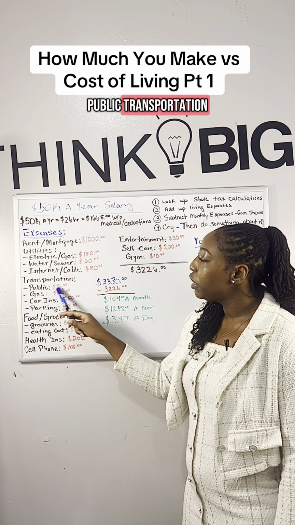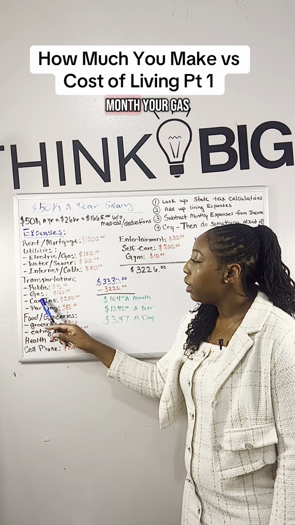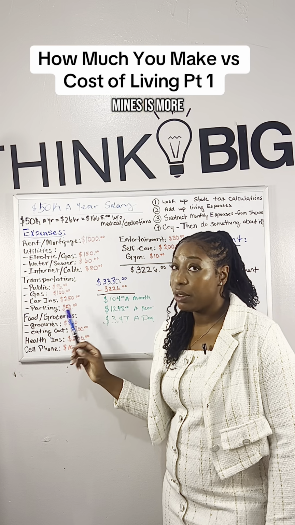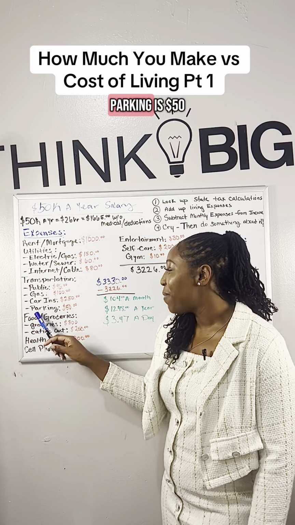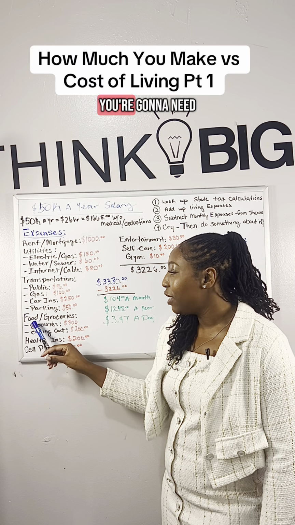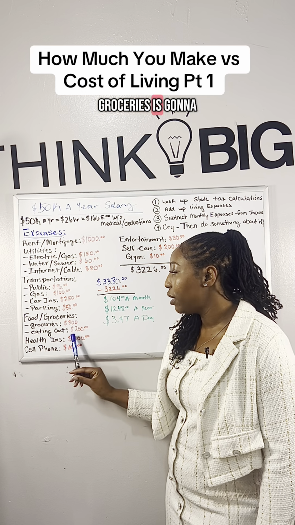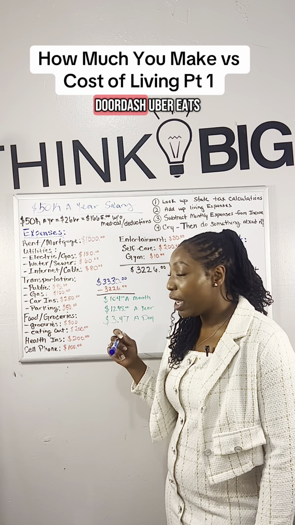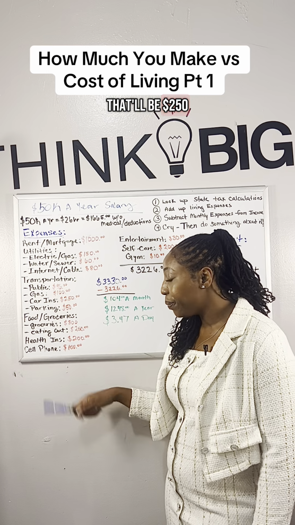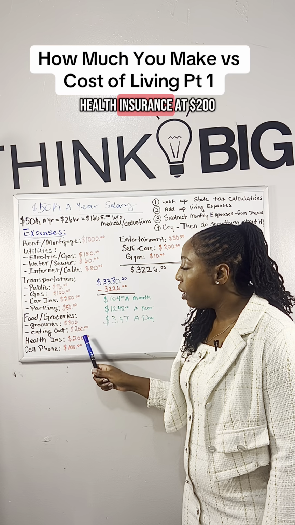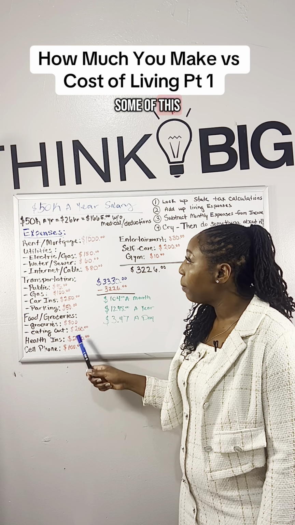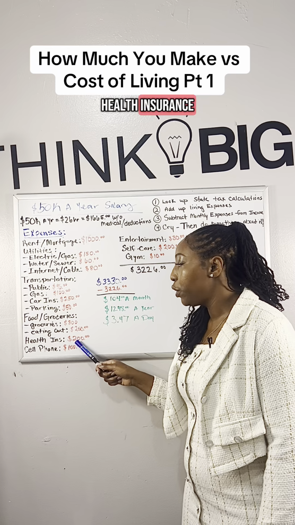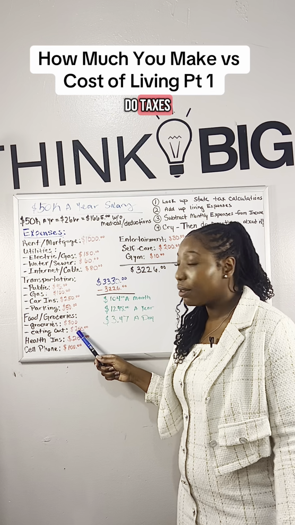Transportation, if you do public transportation, it's $96 a month. Your gas will be $100. Car insurance is $250. Mine is more. Parking is $50. You're going to need food and groceries. Groceries is going to be $300. Eating out, this includes ordering food to the house, DoorDash, Uber Eats, that'll be $250. Then you have health insurance at $200. Some of this you might pay out of pocket, or it might come out of your deductions, but you need health insurance. It's required, or you get a fine when you do taxes.